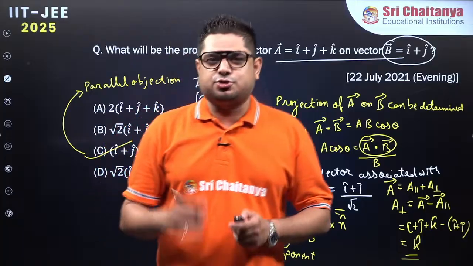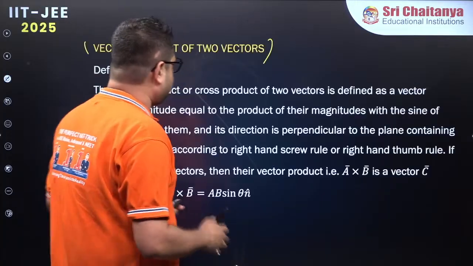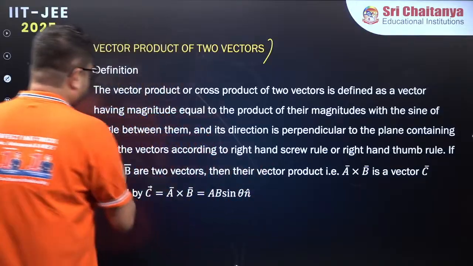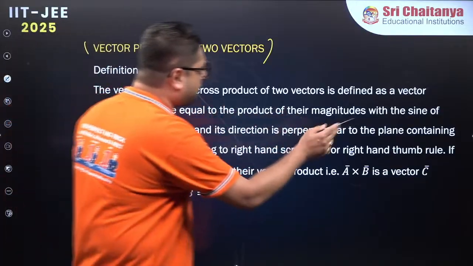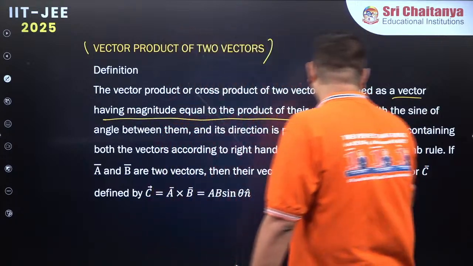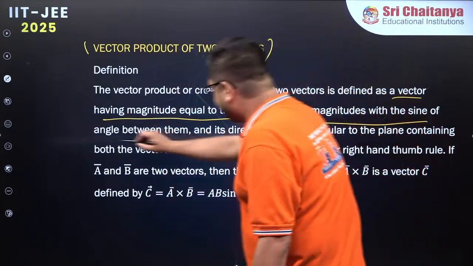So now let's start the concept for today. So what is the definition? The vector product or cross product of two vectors is defined as a vector having magnitude equal to the product of their magnitudes with the sine of the angle in between them.